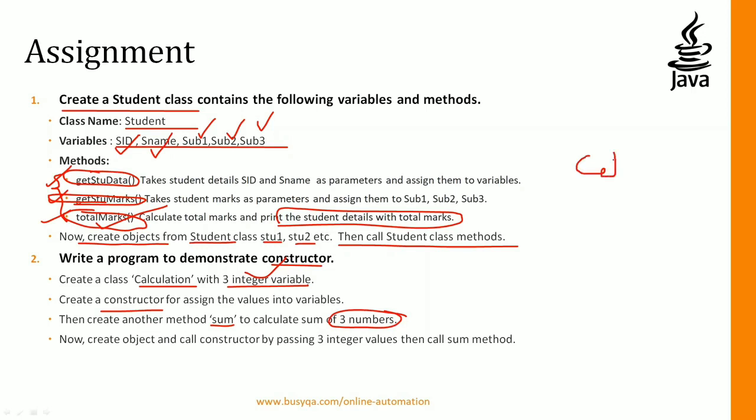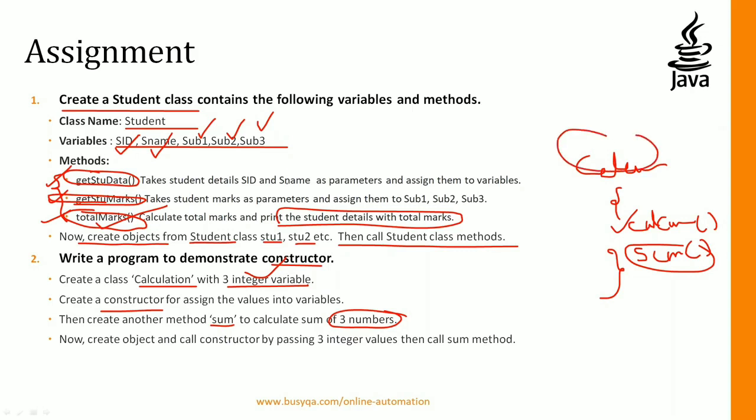So what I'm saying is, create one class called calculation. Within the class itself, create one constructor. The constructor name will be the same as the class name. And I am asking you to create one more method called sum. So calculation is a constructor which will assign the values to these three integer variables, and sum is another method which will calculate the sum of those integer variables. Then create an object for this class, invoke the constructor and call this method. This is another assignment you can do.